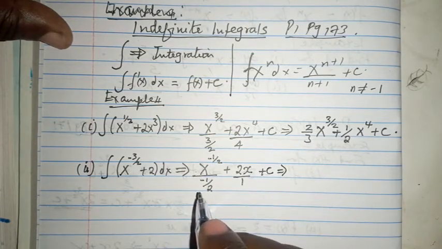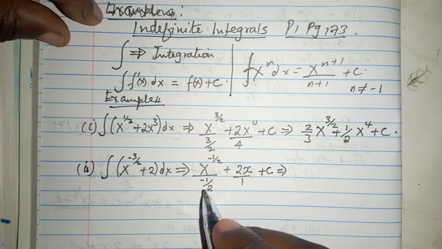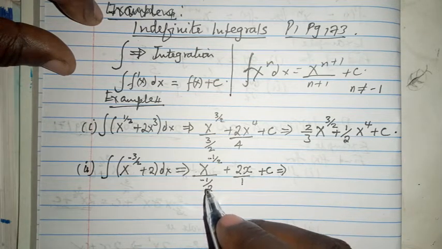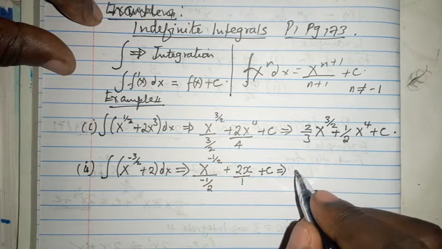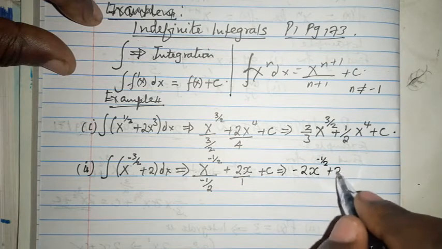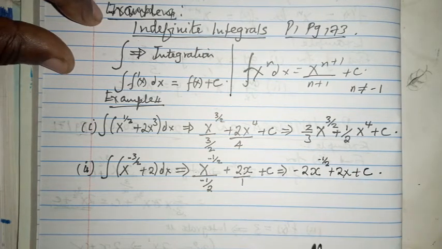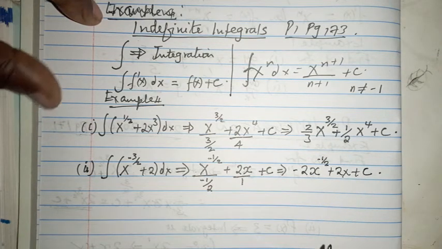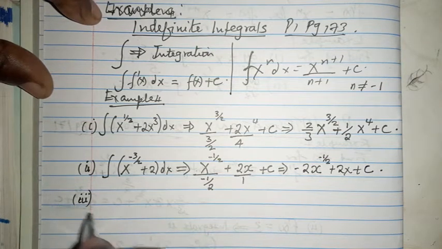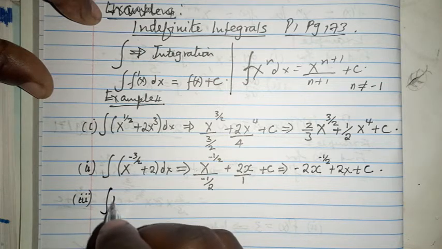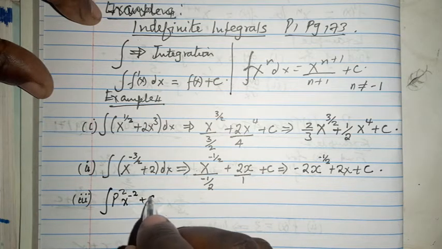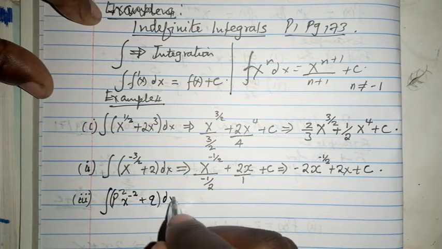Cleaning up a little bit, dividing by a fraction reminds us that we should be multiplying by the reciprocal of the divisor, and the reciprocal of a half is simply 2, and because it is negative, we have minus 2 x raised to power minus a half, plus 2x plus c. And that is just what we need to know as far as that part is concerned. Let's look at part 3 of the same. We need to integrate p squared x raised to power minus 2 plus q with respect to x.